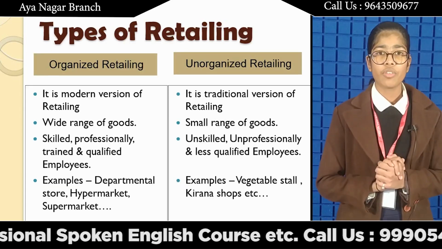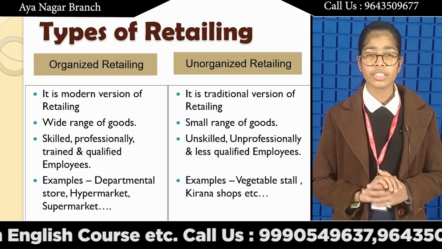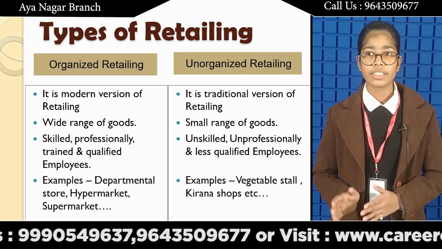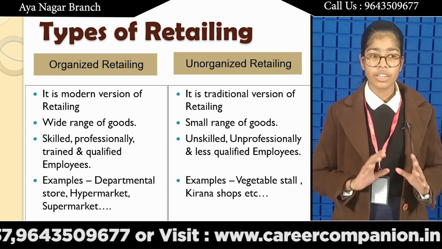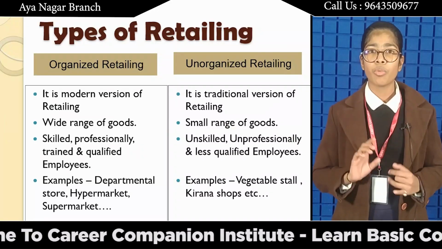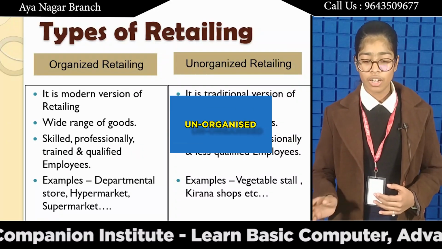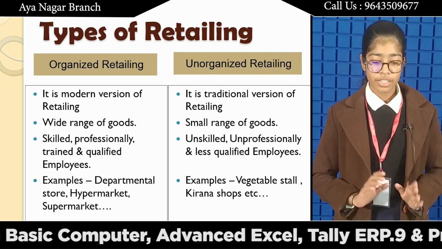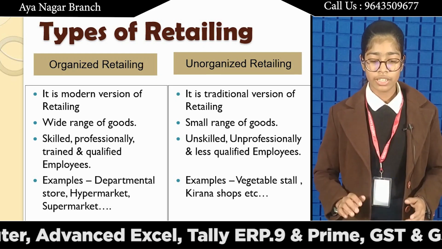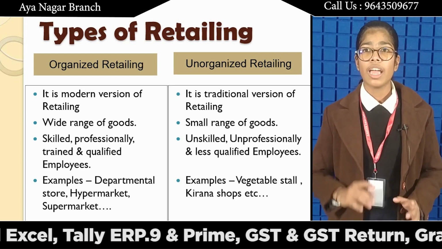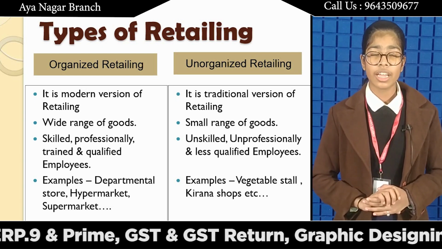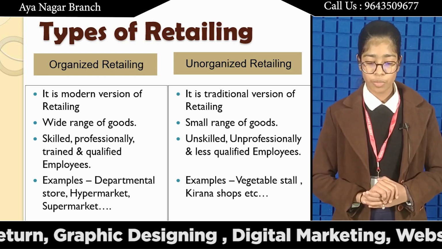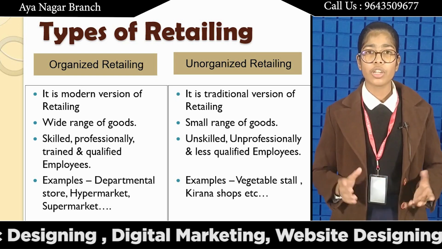Let's talk about types of retailing. There are mainly two types of retailing. First is organized retailing, and second is unorganized retailing. Organized retailing is the modern version of retailing, and unorganized retailing is the traditional version of retailing. In organized retailing, there is a wide range of products, and unorganized retailing has a smaller range of products. And let's talk about their employees.